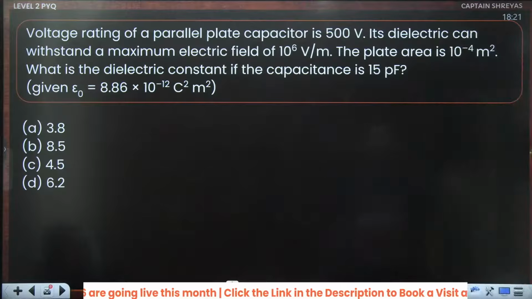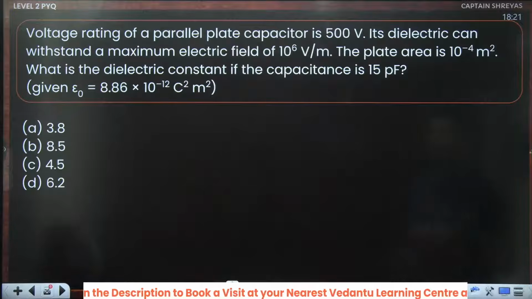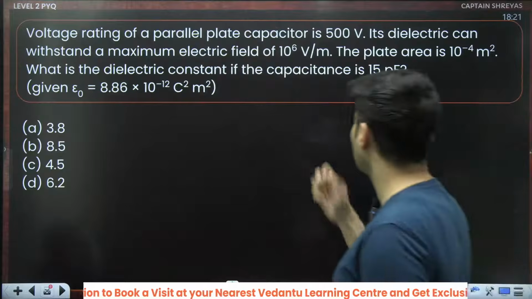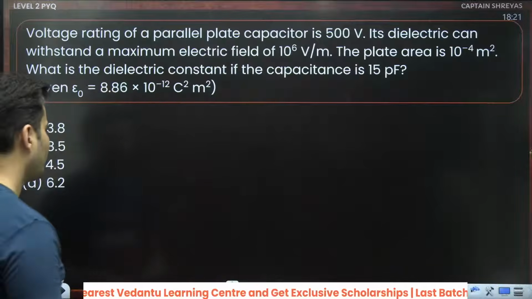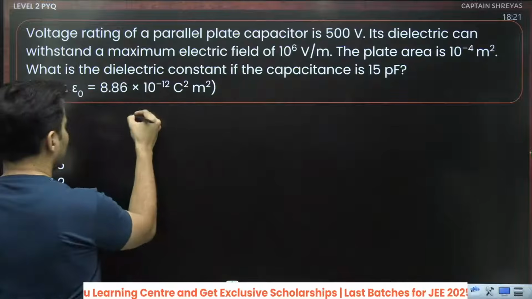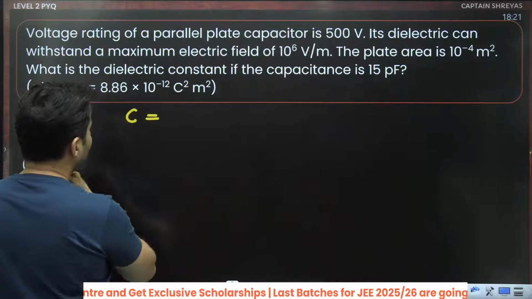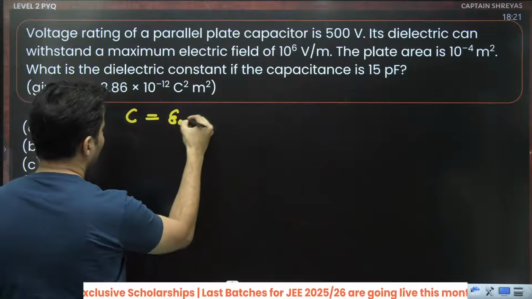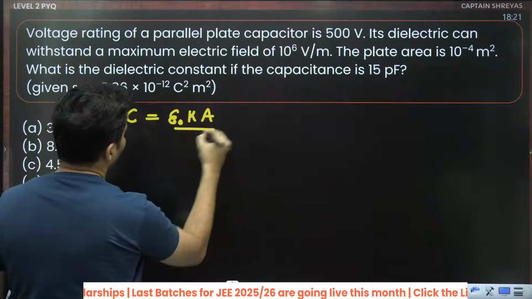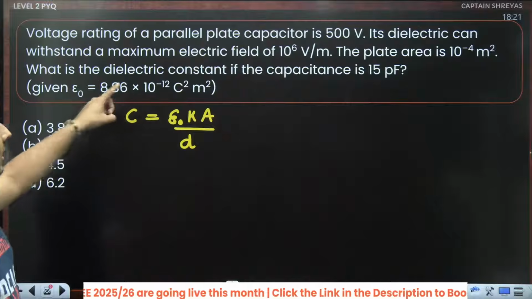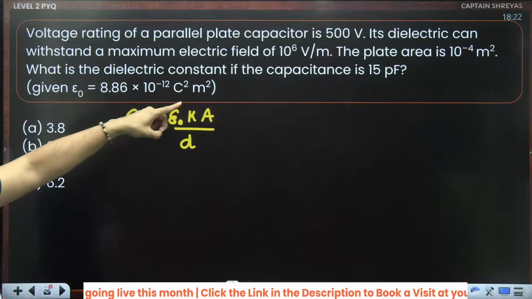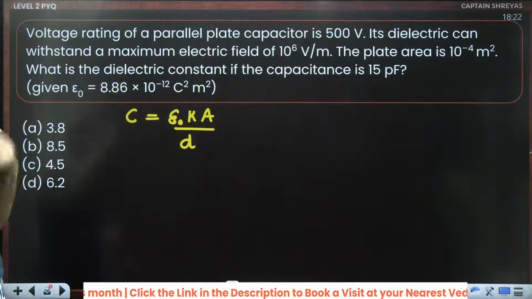Voltage rating of a capacitor is 500 volt. A dielectric can withstand a maximum field of this much. The plate area is this much. What is the dielectric constant of the capacitance, if the capacitance is 15 picofarad? Okay, let's understand it. Is the formula for parallel plate capacitor given to me? Yes, it was epsilon naught K A divided by D.